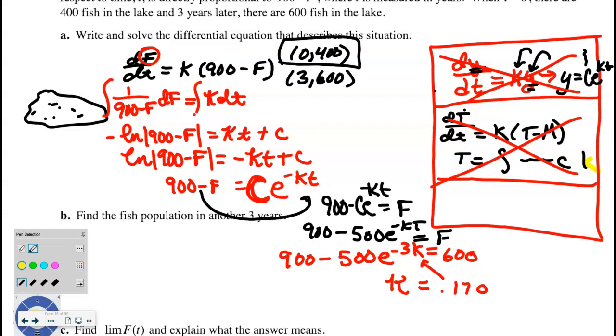Now for part B, it says find the population in 3 years. So I'm looking for the amount of fish. That's kind of nice because I'm just going to take my model, 900 minus 500 e to the negative 3 times my K, right? I'd be good. You guys don't need to. That's just running it through on your calculator, so I don't really care.